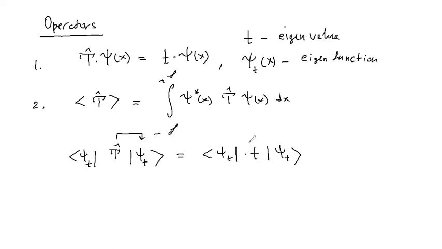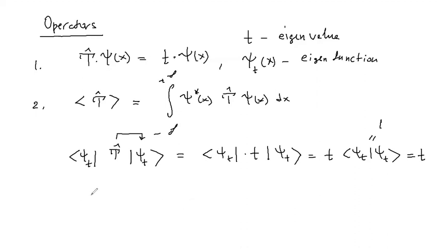So this constant, you can move it out, and then you have an integration of the wave function with itself. And if you have a normalized state, then this integral should be equal to just 1. So if you take an average of operator T over eigenfunctions, you can always get the eigenvalue.